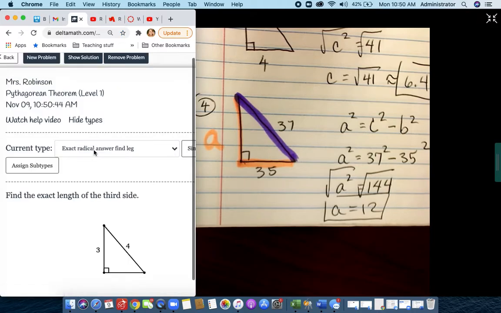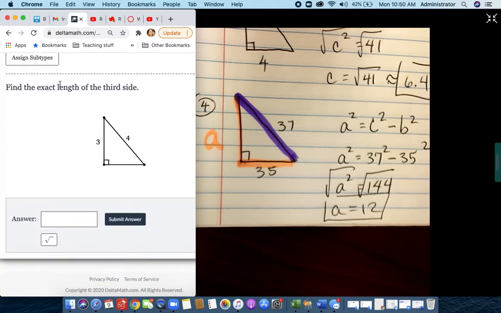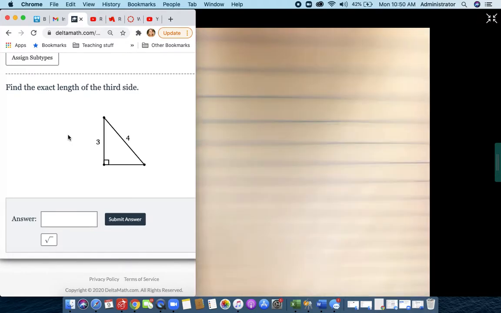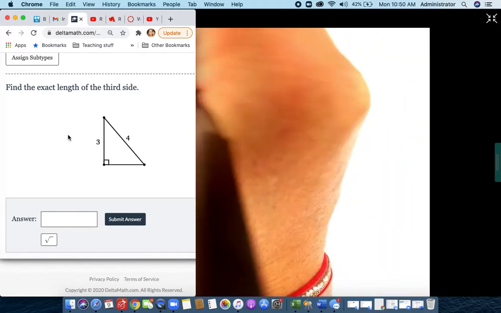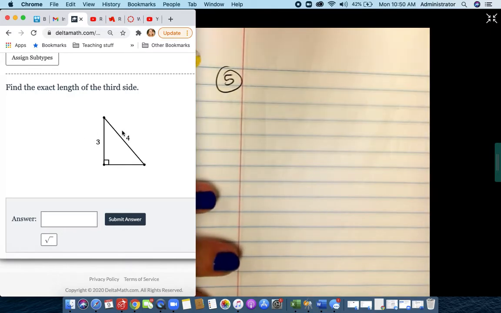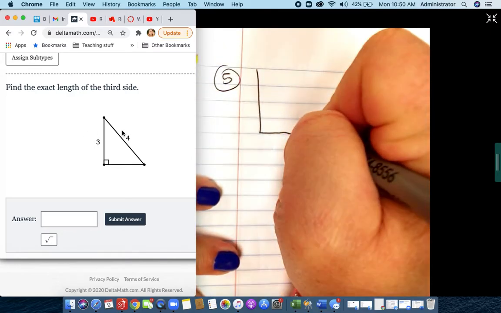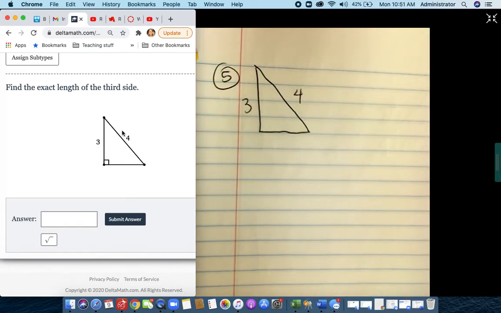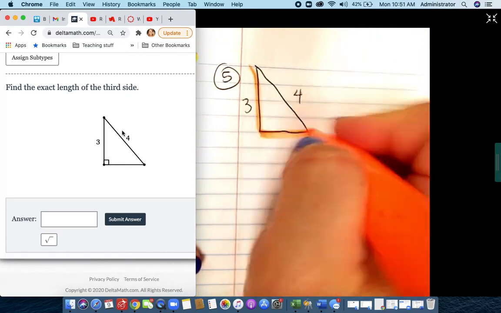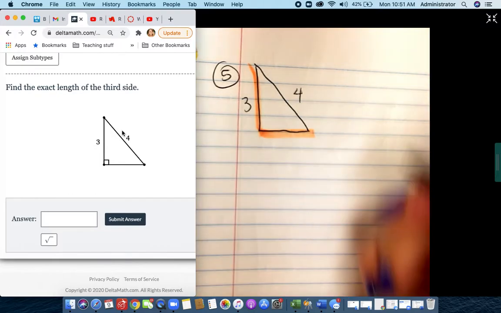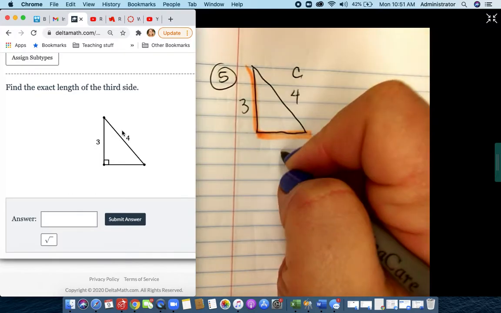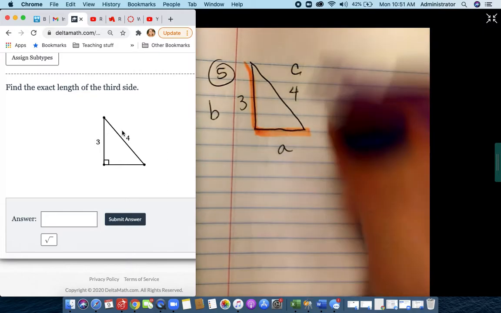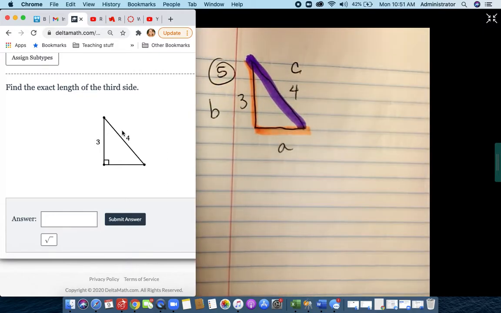So number 5, again, this says find the exact length. Notice the side missing is a leg. So I'm going to draw my right triangle, and I'm finding the leg down here. If you want to be consistent and label it A, that's fine. If you would like to use X, that's fine. What's going to matter is that your answer is correct.